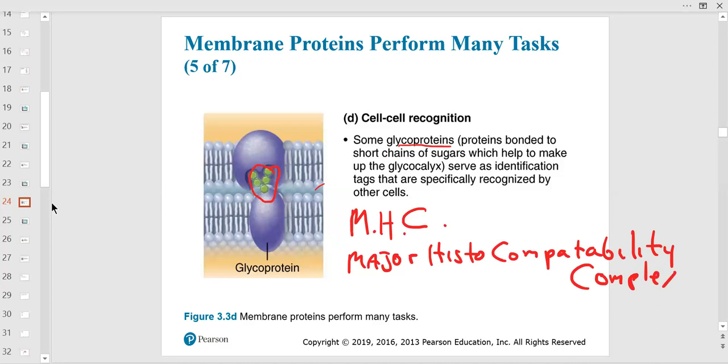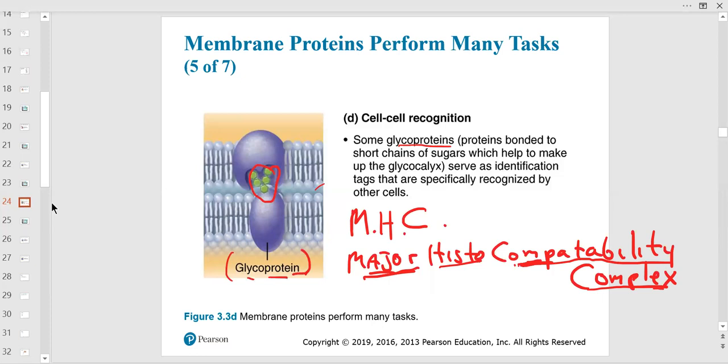And I want you to know what these words mean. That's why I'm bringing it up. Major, we all know what that means. Histo means tissue. Compatibility means, is this compatible with all of my tissue? Is other tissue compatible with my tissue? So this is what makes your cells your own, not a fingerprint, not even DNA. It's part of the glycocalyx, which are glycoproteins, which is kind of important. I don't know if we know that much about this.